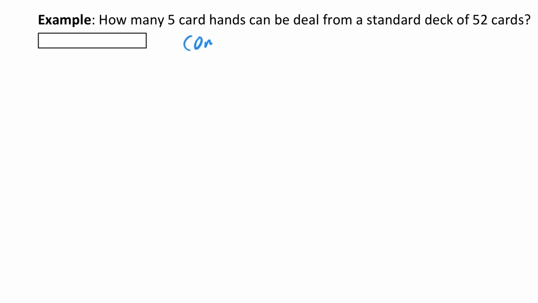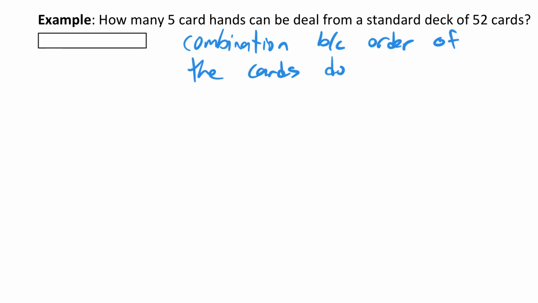This is going to be a combination because the order of the cards doesn't matter. Right? You're allowed to arrange them any way you want in your hand. You can hold them all in a big pile. You can put 2 in one hand, 3 in your other hand. You can just organize them however you want. The order doesn't matter. So it's a combination.